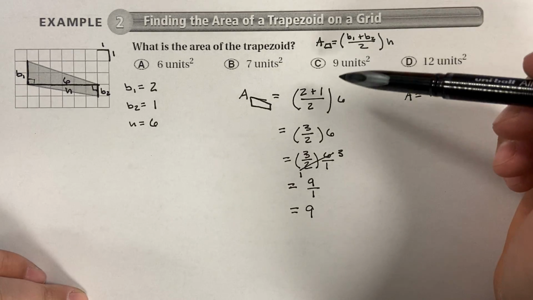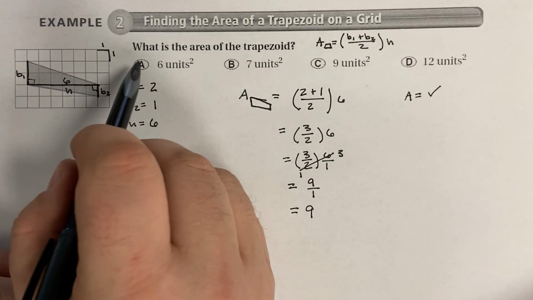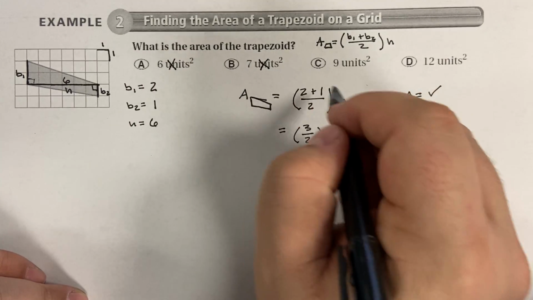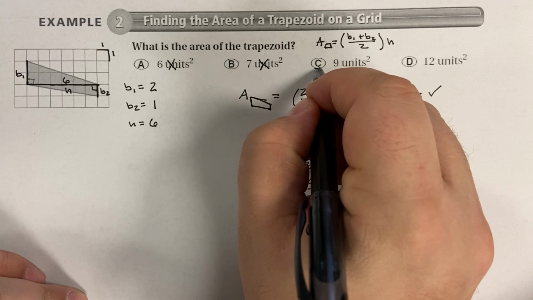Then all I have to do is look up here and look for the number 9. Nope, not it. Not it. Here we go. Here's 9 units squared.